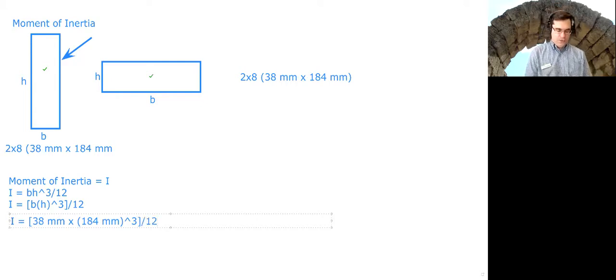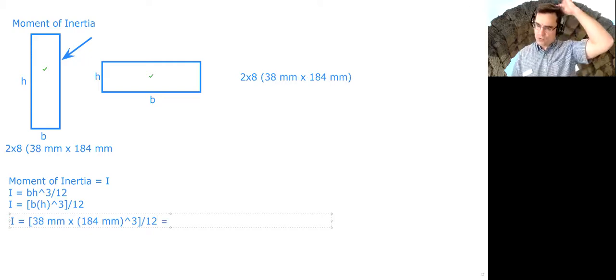Now we're going to do it together in real time. I'm going to do it while you try it out as well. And let's see, 38 times 184 cubed, all of that divided by 12. Okay. All right. Now I get a big number. I think you would too. I'm going to write out the huge number right now.